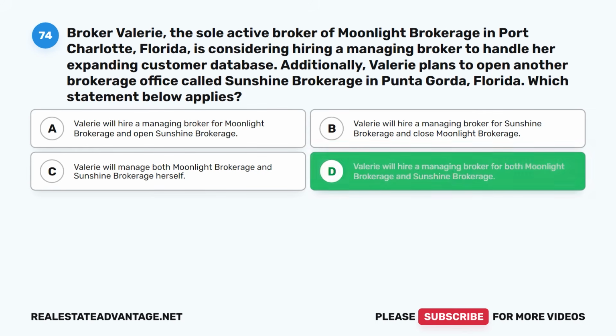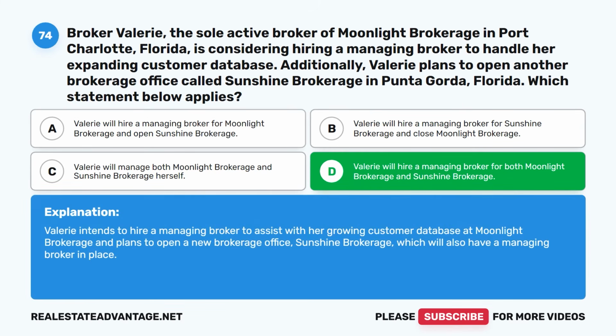The correct answer is D. Valerie will hire a managing broker for both Moonlight Brokerage and Sunshine Brokerage. Valerie intends to hire a managing broker to assist with her growing customer database at Moonlight Brokerage and plans to open a new brokerage office, Sunshine Brokerage, which will also have a managing broker in place.